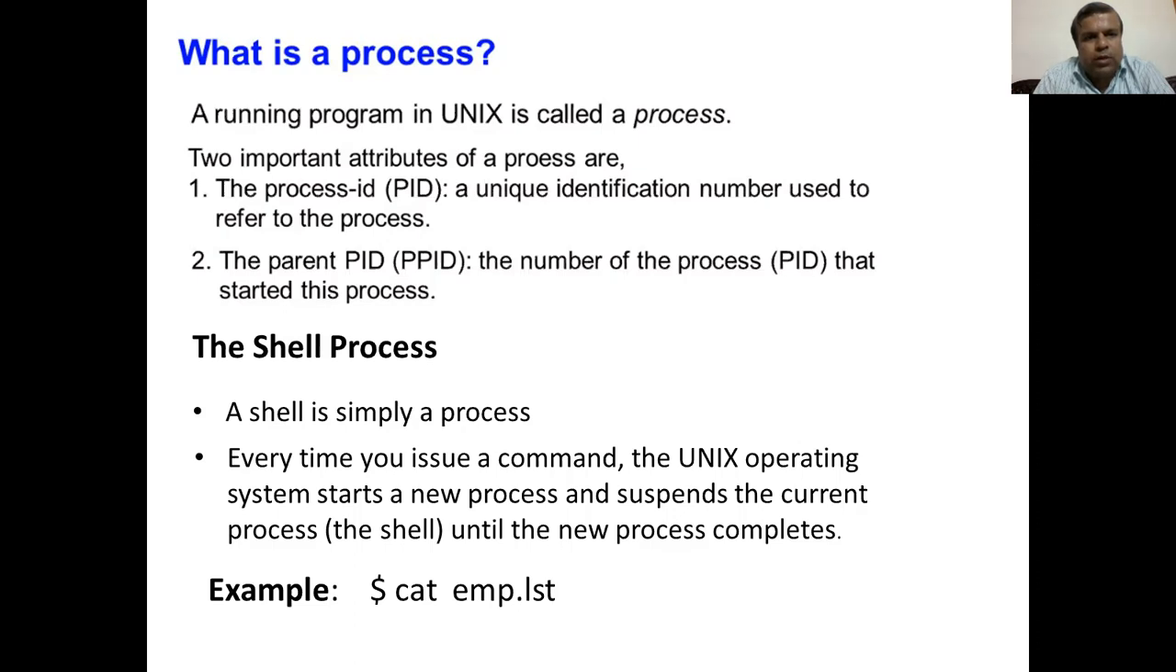So each process created by the kernel is referred by the process ID. The second attribute of a process is the parent PID, in short, it is PPID. Then what is PPID? The number of the process that started this process. So it is the PID of the process that started the new process.